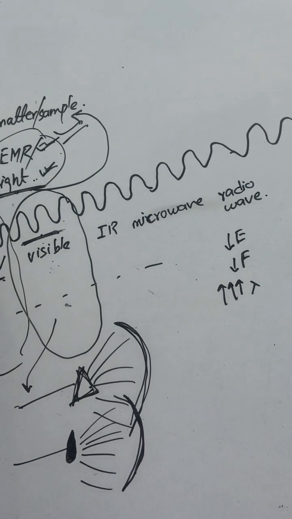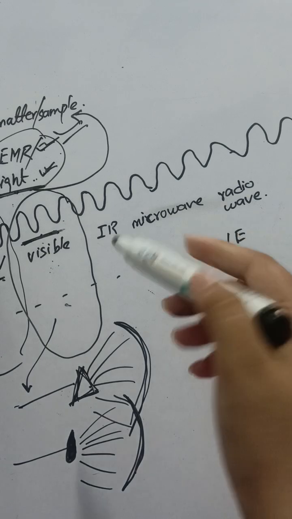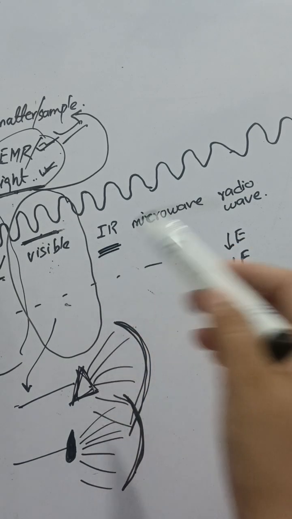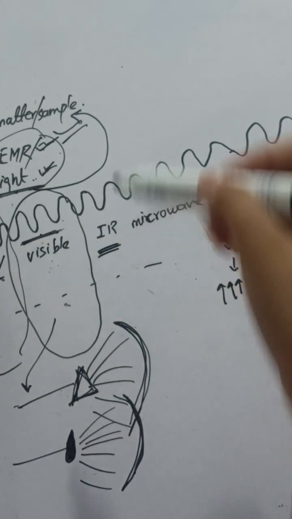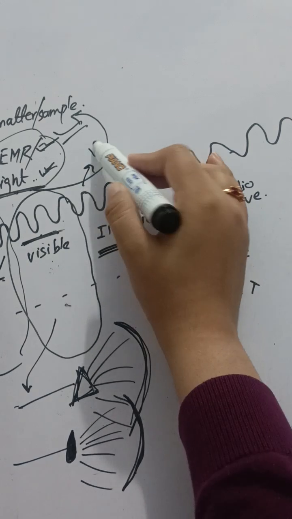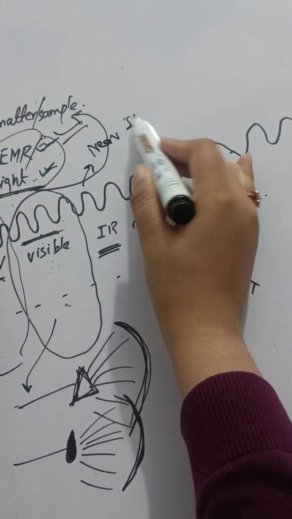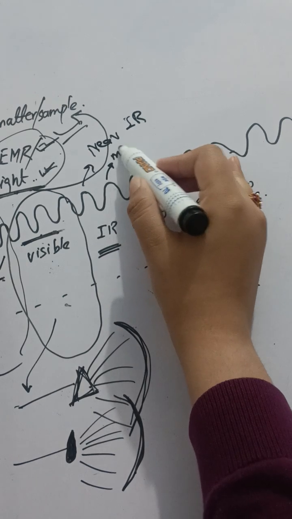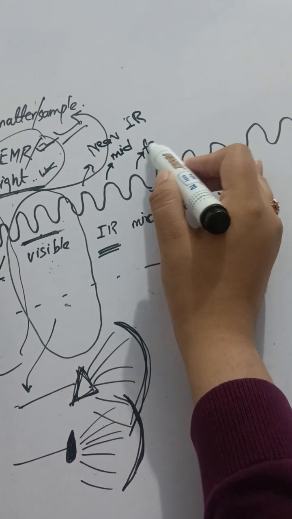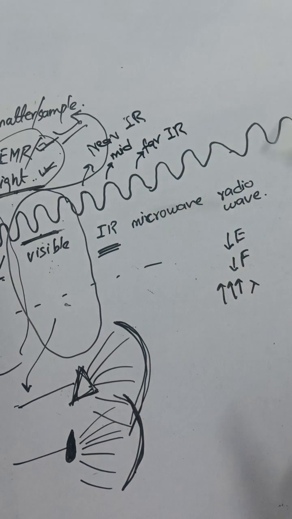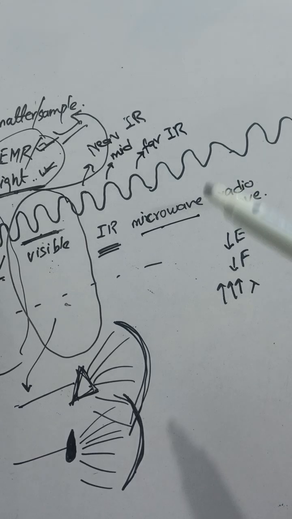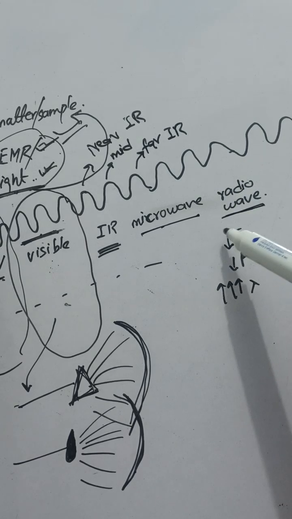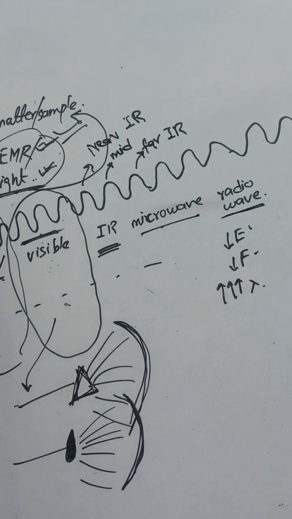Similarly, when we move further from the visible ray, we enter into IR, which is infrared radiation. Infrared radiation has three parts. The first part is called near IR, meaning near infrared radiation. The second part is called mid IR, and the third part is called far IR. Then microwaves came. Then radio waves have very low energy, very low frequency, but the wavelength is very high. So this is the electromagnetic spectrum.